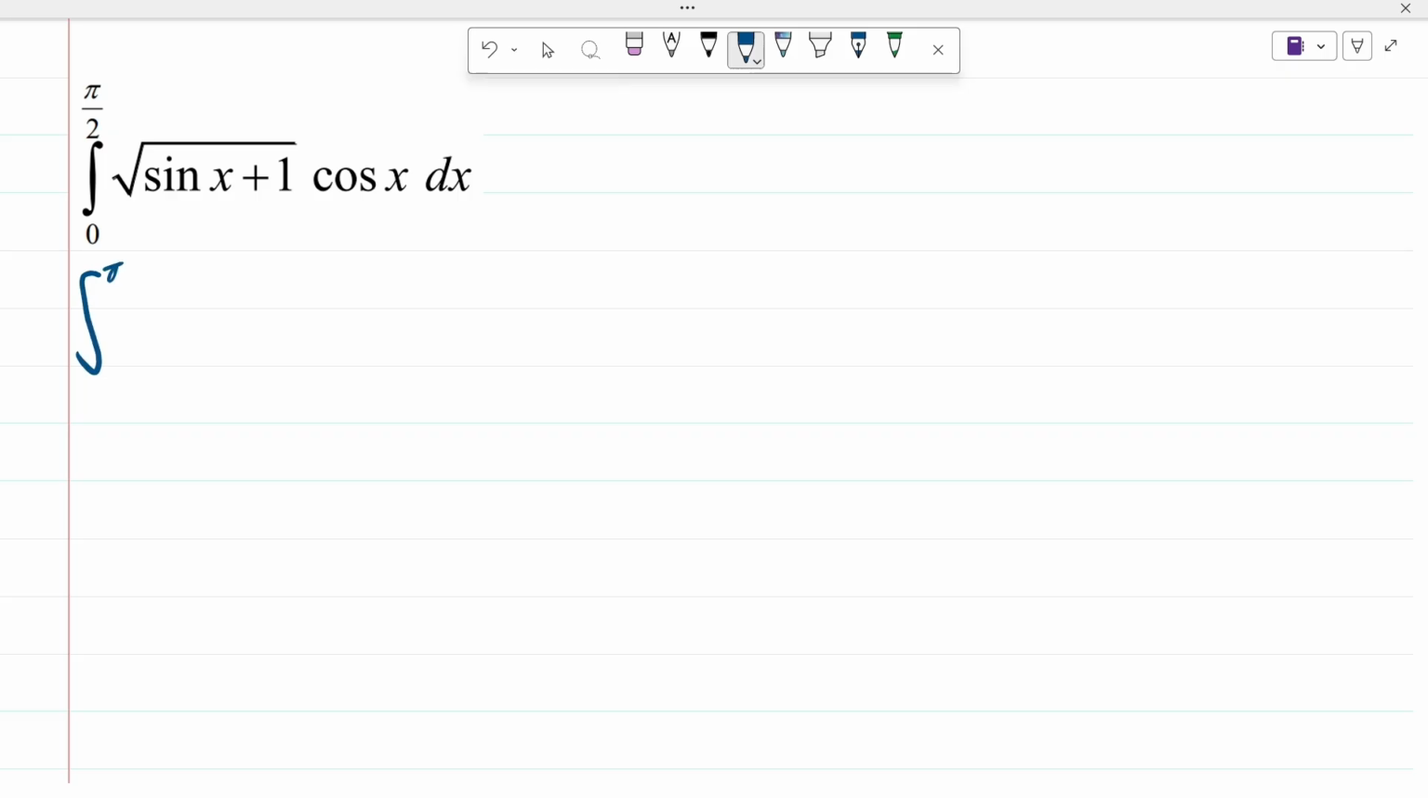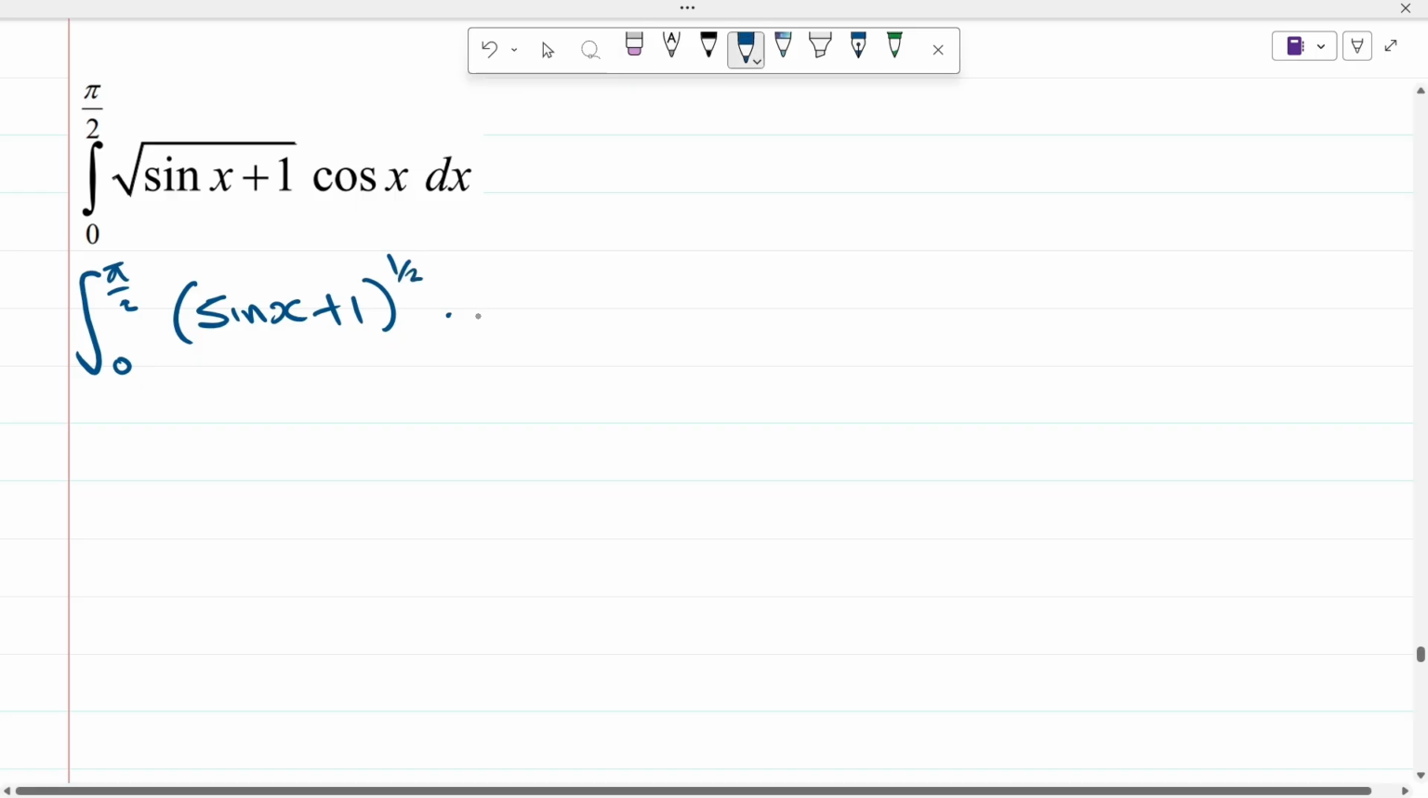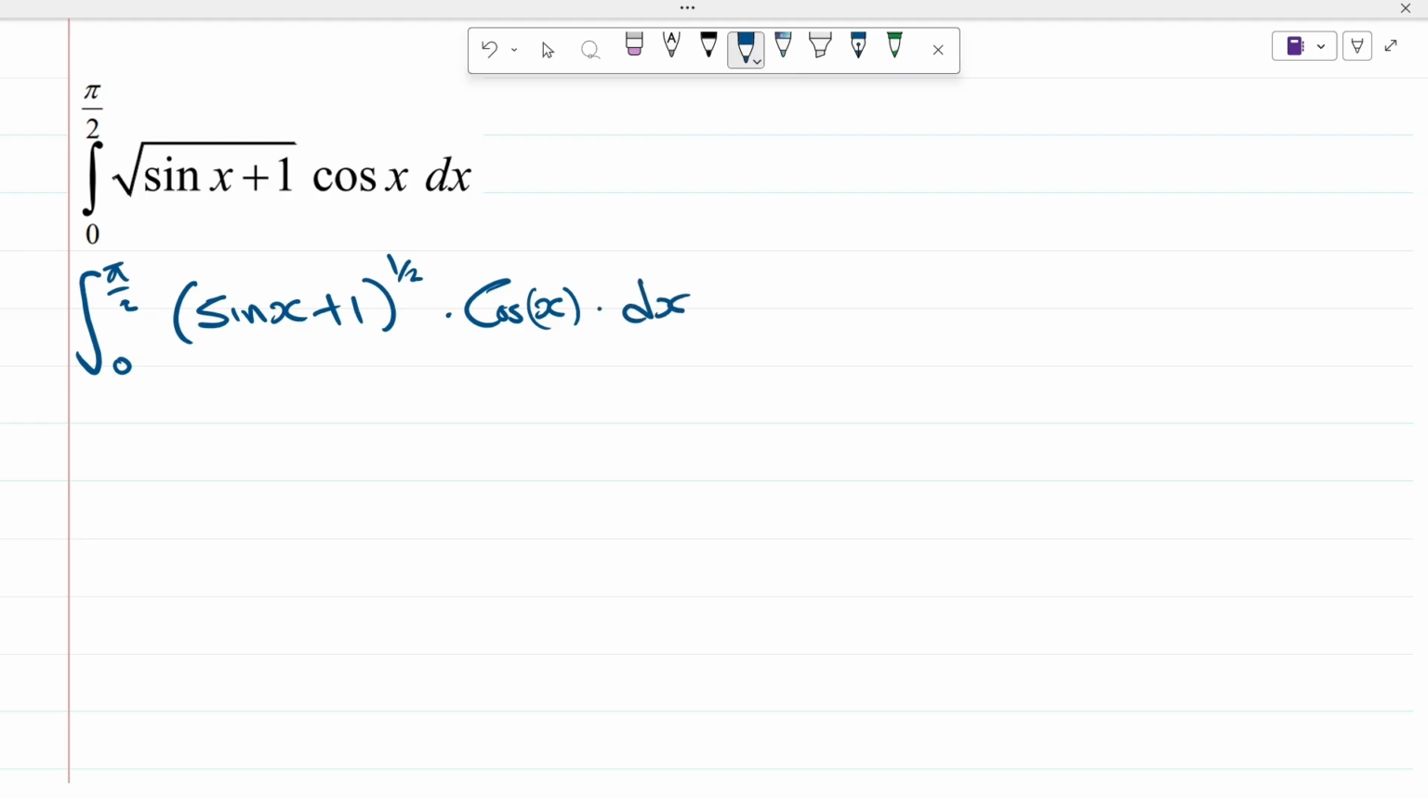I like things written in a nice way, because when things are written nicely, it's easy to integrate. So (sine x plus 1) to the power of half, multiplied by cos of x dx. Then from here we need to integrate.